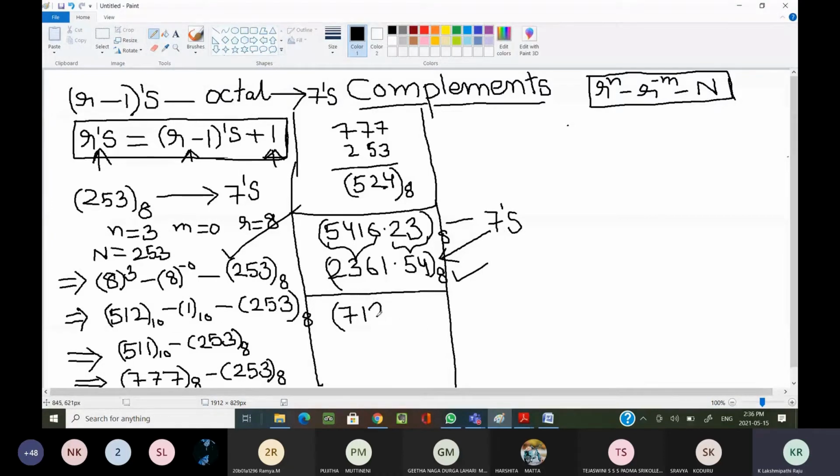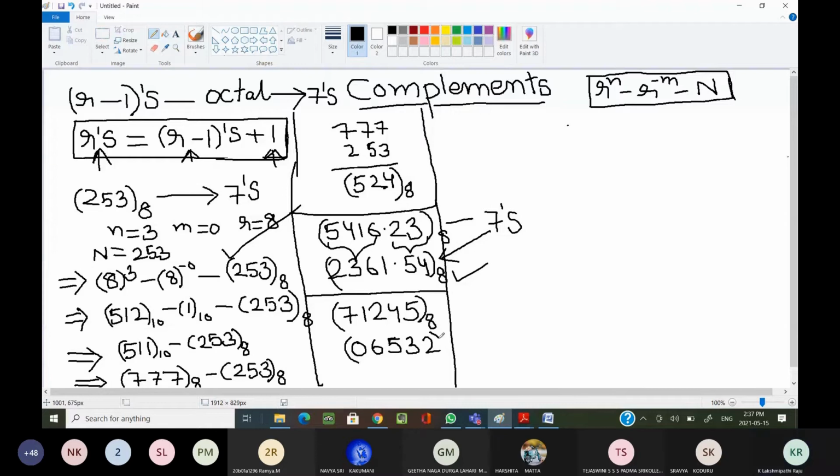Now do this one: 7 1 2 3 4 5 of base 8. Calculate the seventh complement of the given number. Why are you waiting this much time? 06532. Very good. You have to tell me instantly, because you now know the shortcut method, how we are calculating.